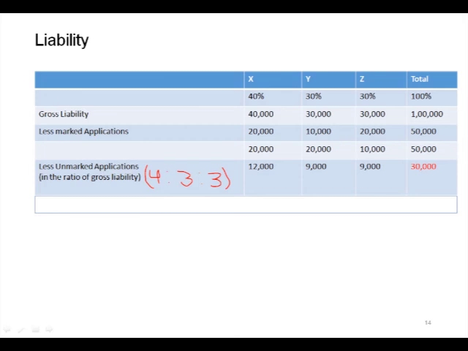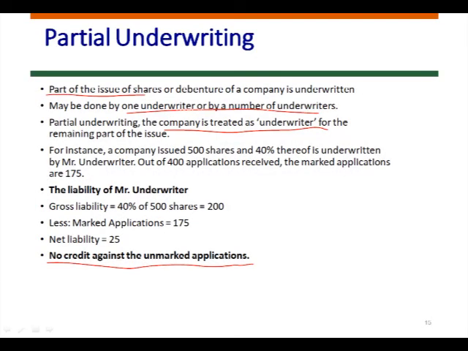It means 12,000 in case of X, 9,000 in case of Y, 9,000 in case of Z. Total is 30,000. Now this was the case where they were underwriting 100%, but this is not always so. They may not make an agreement for selling the whole of the issue. There may be partial underwriting. As the name indicates, part of the issue of shares or debentures of the company is underwritten, which may be done by one underwriter or a number of underwriters.